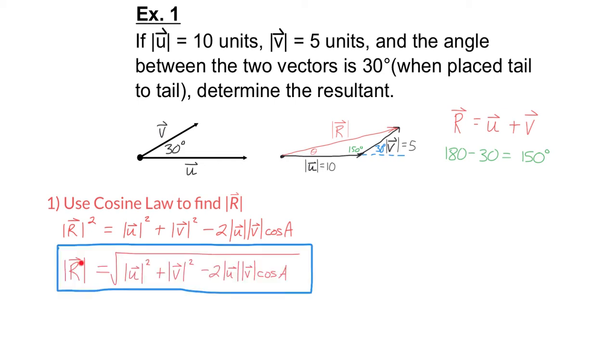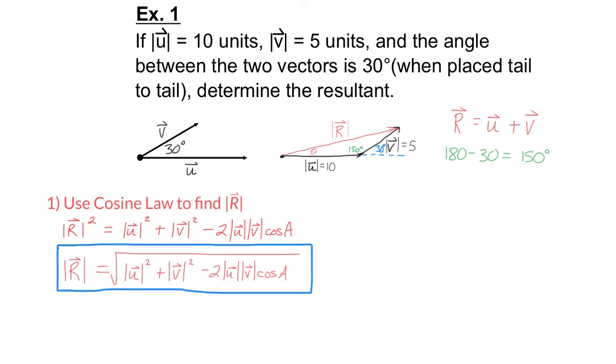To find the magnitude of the resultant vector, I just have to take the square root of that. So this is the formula. This is the formula that will work every time you're asked to find the resultant between two vectors. So vector U and vector V magnitudes, and then A represents the angle in between U and V, when they're drawn properly, of course, from head to tail.